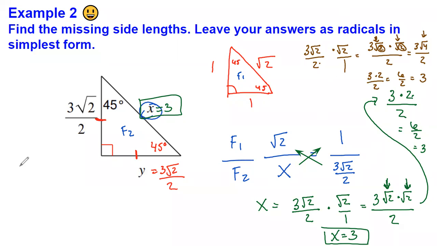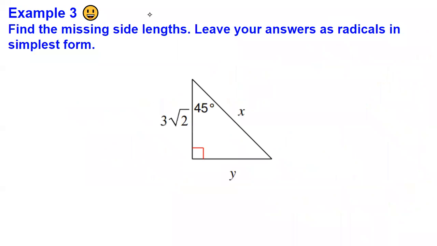All right, ready for the last one. Let's go ahead and do this one, last one. The triangle has a side of 3 square roots of 2, and we have to find the other two sides, x and y. Okay, with your neighbor, go ahead and find the value of y in this case. Find the value of y with your neighbor.